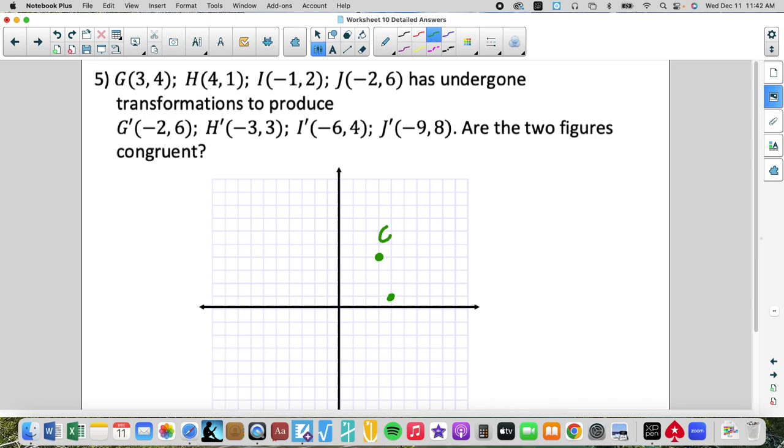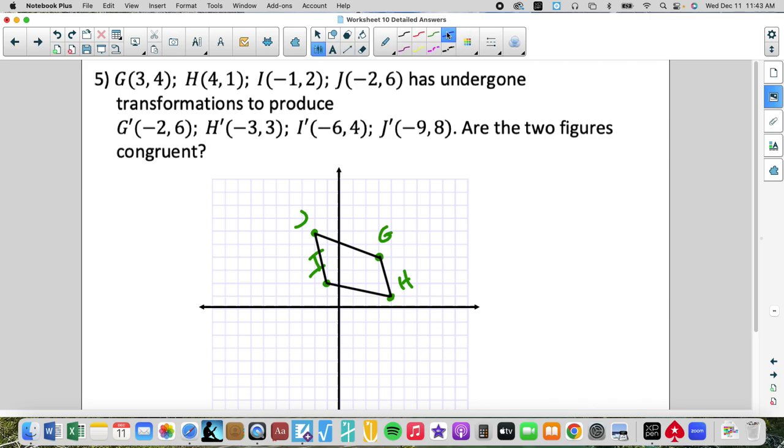So this is G, this is H, I is (-1, 2), J is (-2, 6). Okay, this is an interesting object. It's interesting because it didn't go G, H, I, J. Okay, G to H to I to J. Oh, it's a parallelogram. Yep. The slope from G to H is left 1 up 3. I to J is left 1 up 3.